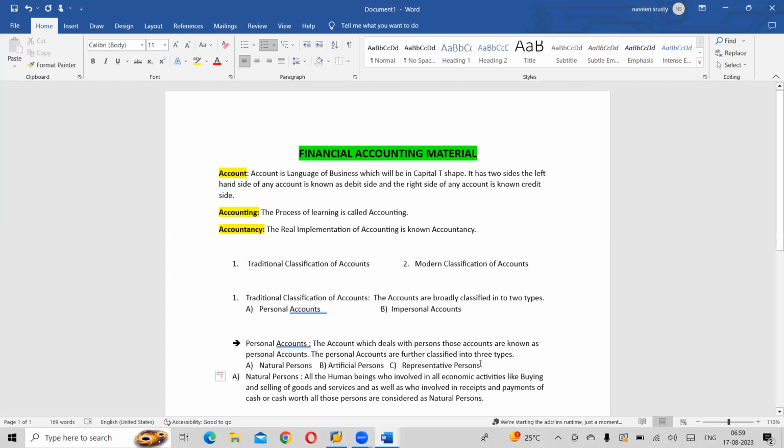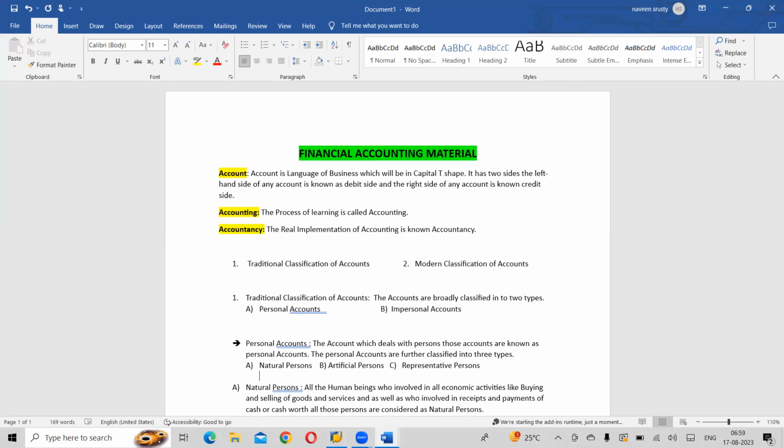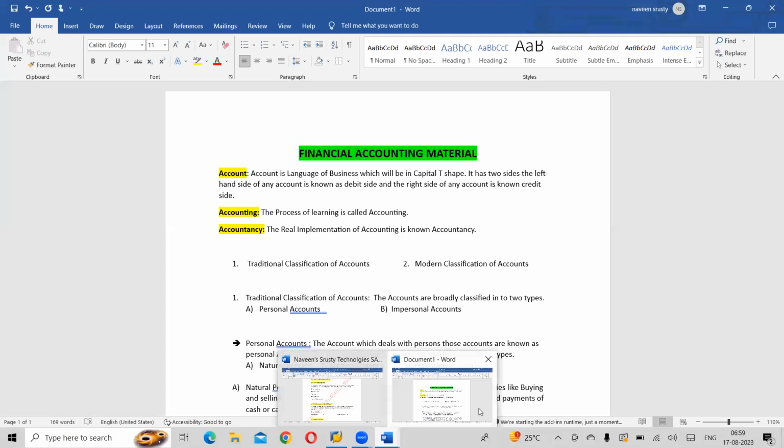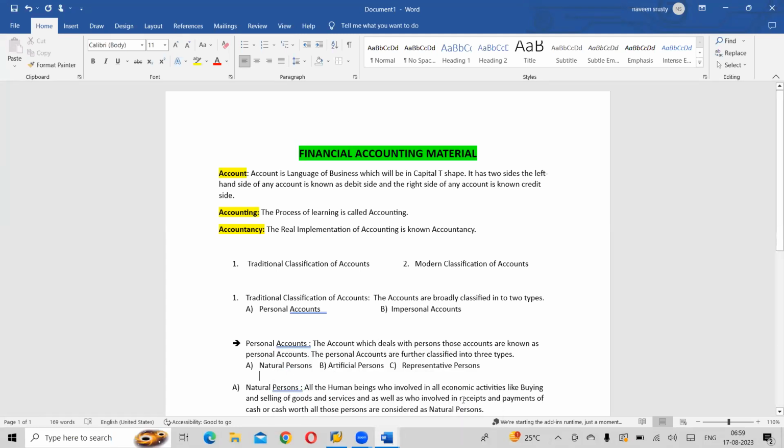Who all are natural persons here? Natural persons are nothing but human beings. Are all human beings natural persons? No. As per the Companies Act and accounting standards, there is a condition. The persons who are involved in all economic activities, buying and selling of goods and services, and who are involved in receipts and payments of cash or cash worth, all those persons are considered as natural persons.